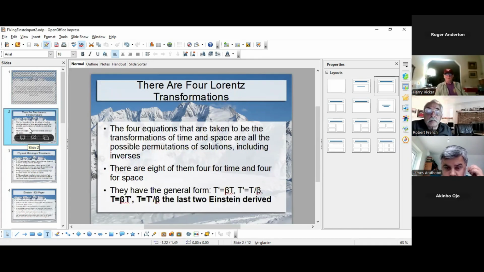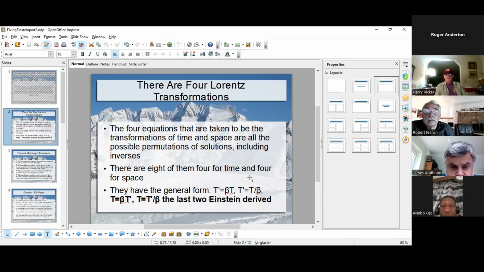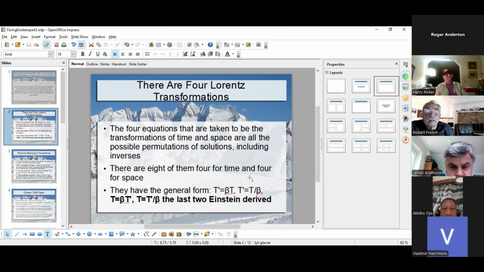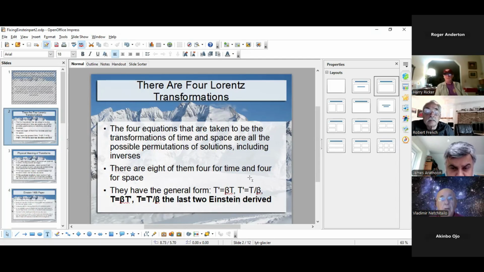I'm going to start again here to revisit my thesis from the previous presentation, that you need four Lorentz transformations. Maybe people are confused by the use of the term Lorentz transformations. These are simplifications of the complicated transformations that you see in the textbooks, and they've been reduced by evaluation to essentially the scale change laws.